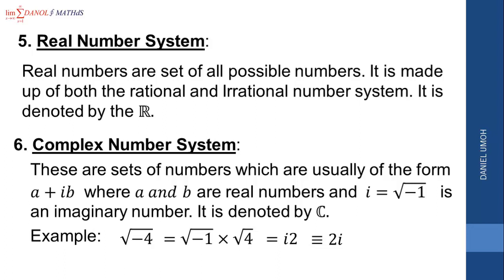So whenever you see a number that includes i, it means it's a complex number. Now, example, the square root of -16 is the same thing as the square root of -1 times the square root of what? 16. The square root of -1 is what? i. Times the square root of 16 is what? 4. So we now have what? i4, which is equivalent to what? 4i. So these are examples of complex numbers.